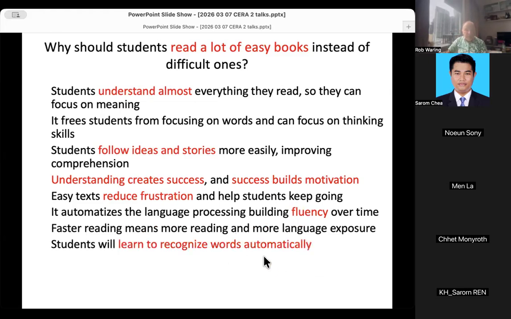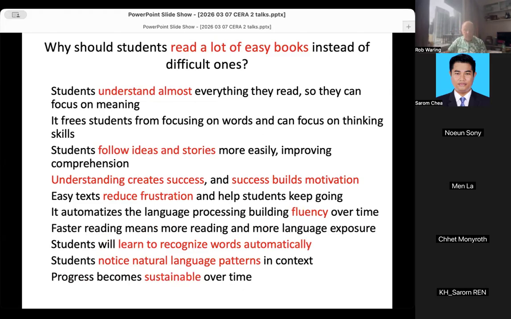You know, recognize words automatically, and also it gives them mental space to look at some language patterns. Oh, here's a new pattern. Here's a new collocation. Oh, here's something I didn't notice before. But you're not stuck being focused on trying to decode the language. And by doing that, it's important that students see this is developing over time.